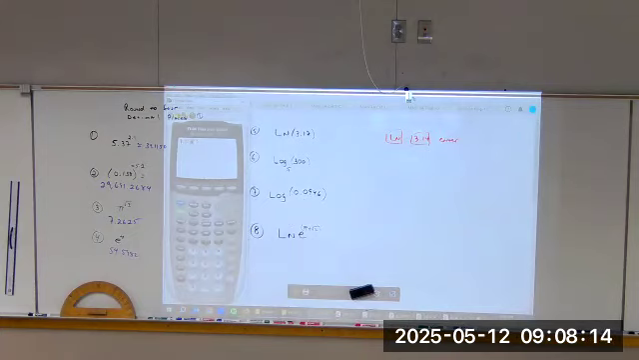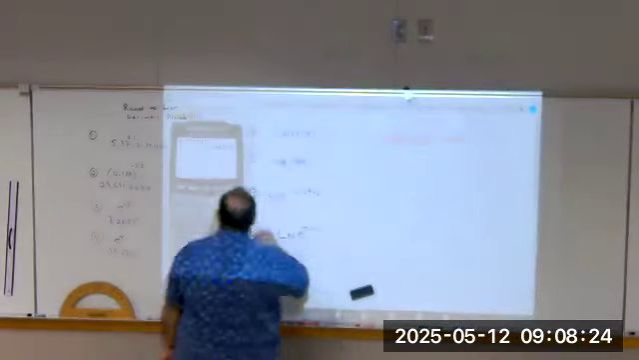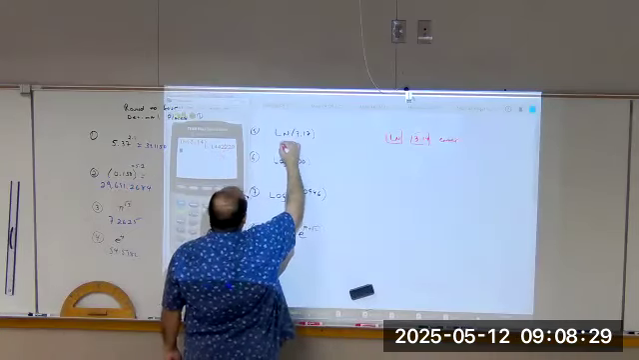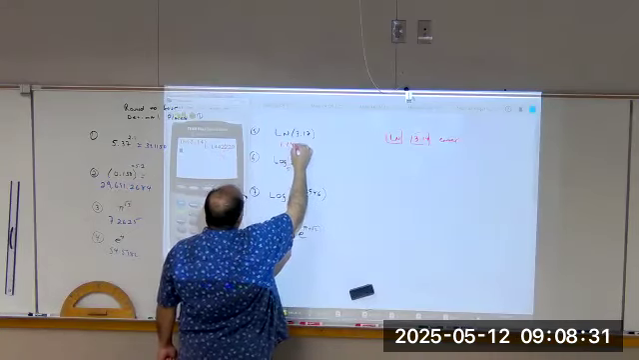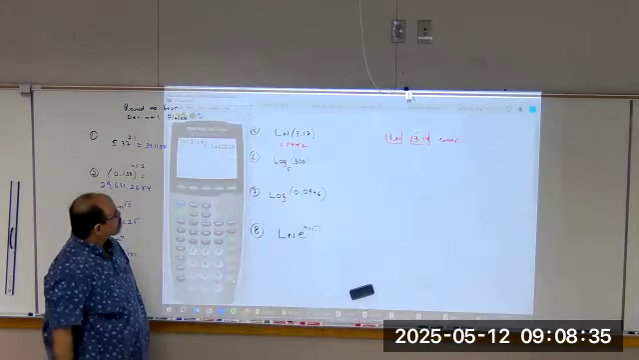Natural log of 3.14, enter. It gives us 4 decimal places. Down to 2 there, so 1.144.